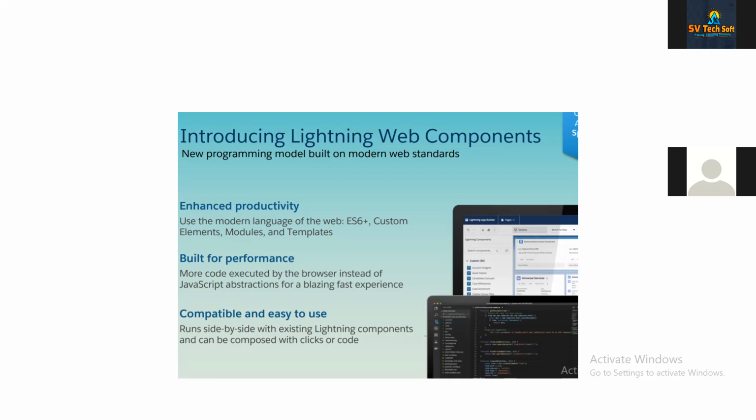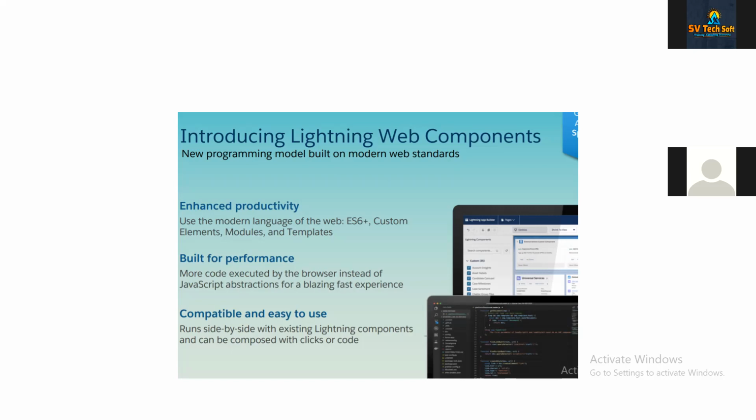Now, the second thing is that it has been built for performance. What it means is that more code can be executed by the browser instead of a JavaScript abstraction. What happens in Lightning Aura components is that it's not pure JavaScript code. When we write code in Lightning Aura components, that code is converted so the browser can understand it, and then execution takes place. That causes latency and decreases the speed.